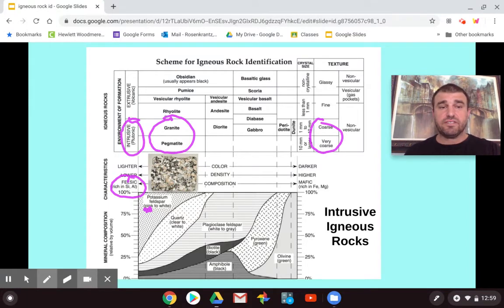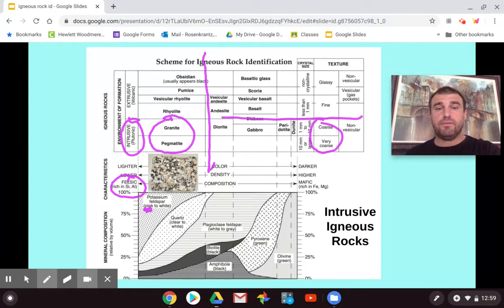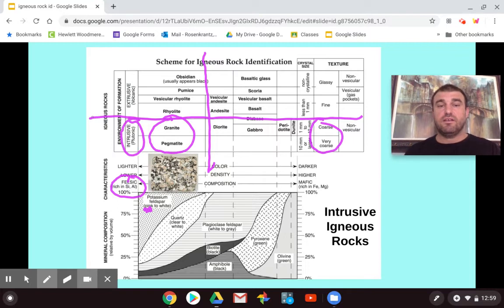That makes it felsic, so you go to the left, which means it's one of these minerals to the left of that line. And since you can see the crystals, it has to then be below that line. All right? All right, so now we're going to look at another one.